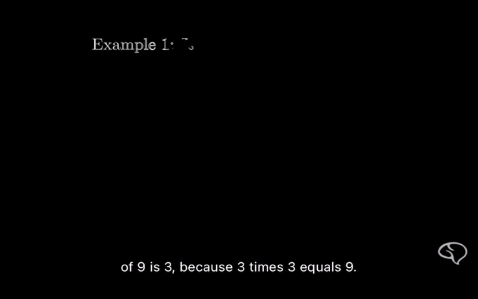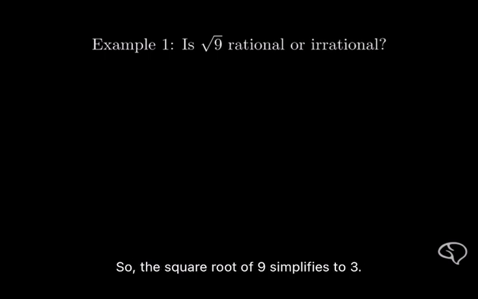Now, let's tackle a common point of confusion, numbers involving roots. How do we determine if a number like the square root of 9 is rational or irrational? The key is to simplify the root first. Let's look at our first example. Is the square root of 9 rational or irrational? To find out, we simplify the root.